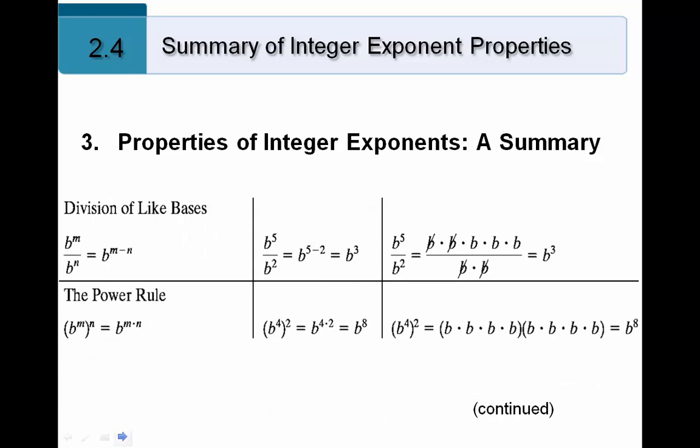And that rule's right there again. The power rule for exponents. Let's look at this one right here. If you have b to the fourth raised to the second power, that's a power raised to a power. So we know we multiply our exponents. That would be b to the 4 times 2, which is b to the 8th.